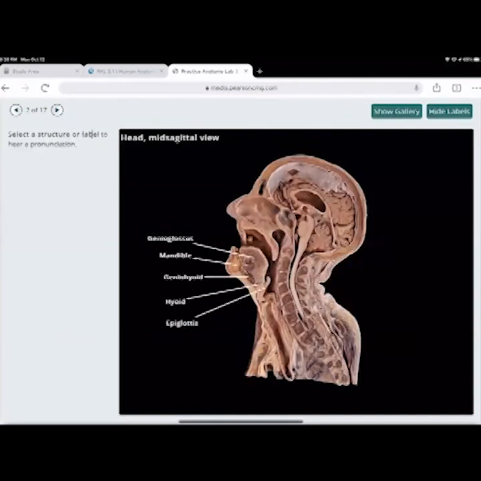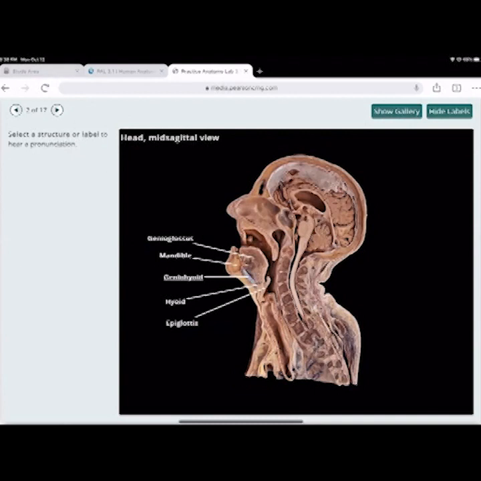Okay. Sagittal view: the genioglossus muscle for the tongue. You see the mandible, cross section of it. Geniohyoid muscle, the hyoid bone, and the epiglottis. The epiglottis is a flap of tissue that folds over the trachea so that when you swallow, the food goes into the esophagus and not into the trachea. That's the function of the epiglottis.